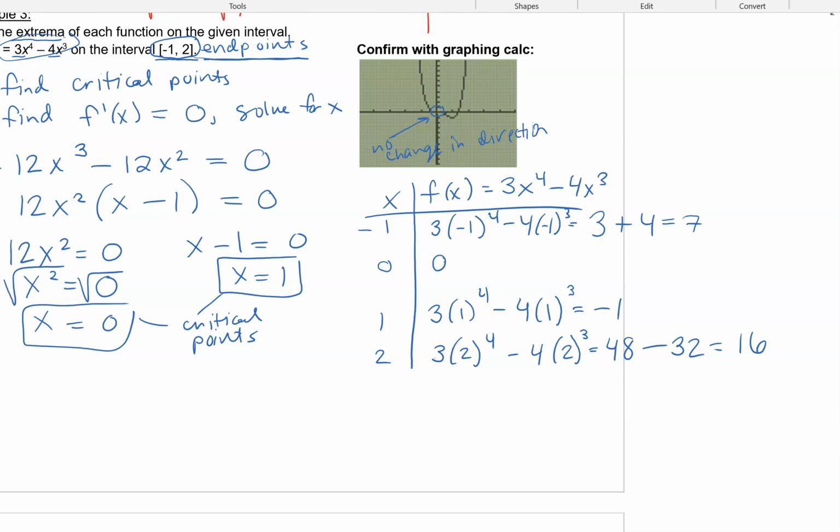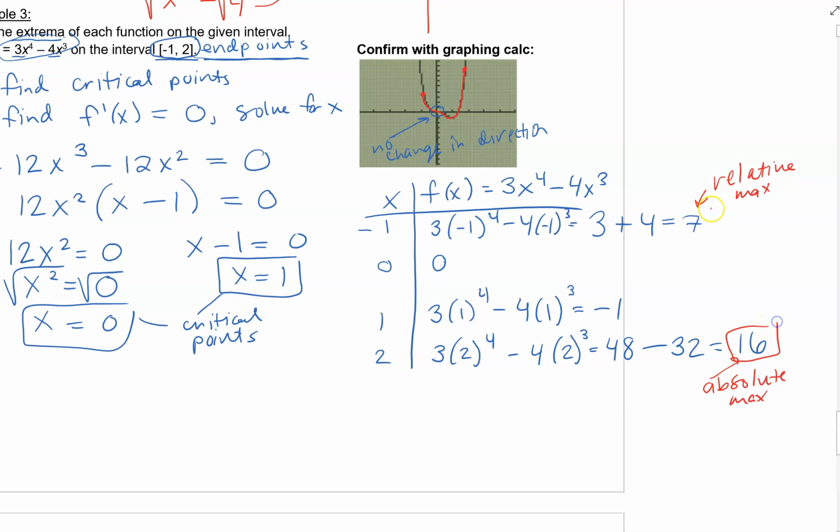So what we have is a relative max of 7 at x equals -1, an absolute max on this interval. So this would be my absolute max, my local max. This is an absolute min, and this is an absolute min even if there was no interval, but it's definitely the absolute min on the interval. And then this is neither a max nor a min.